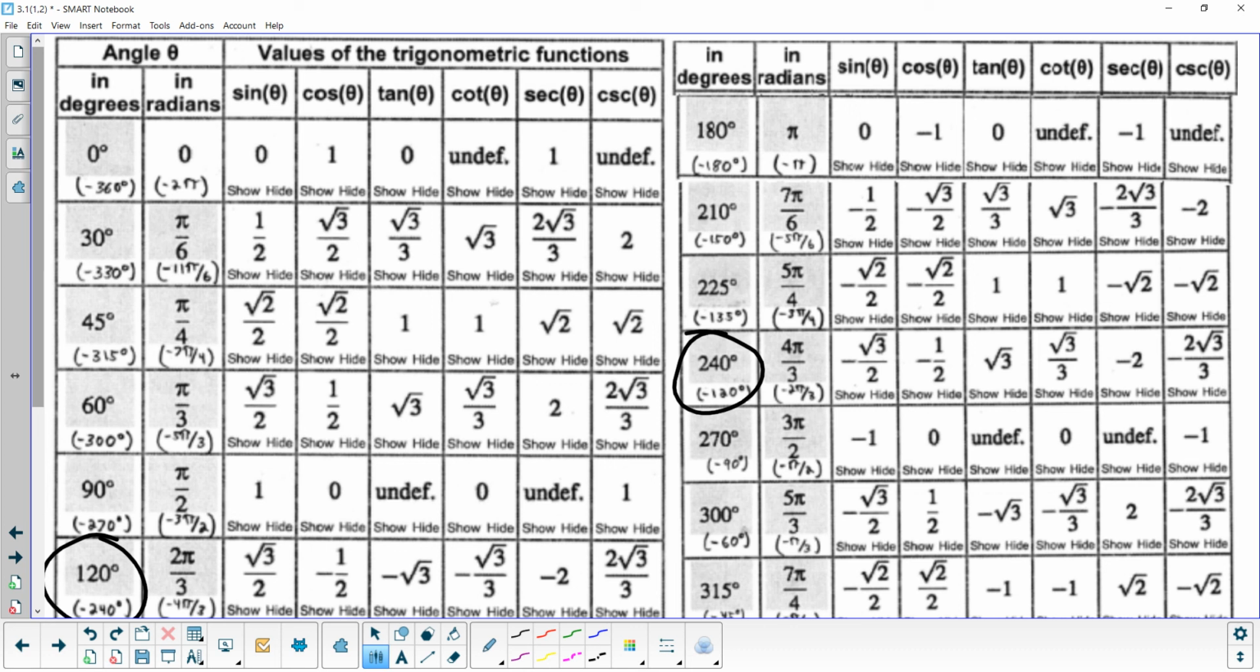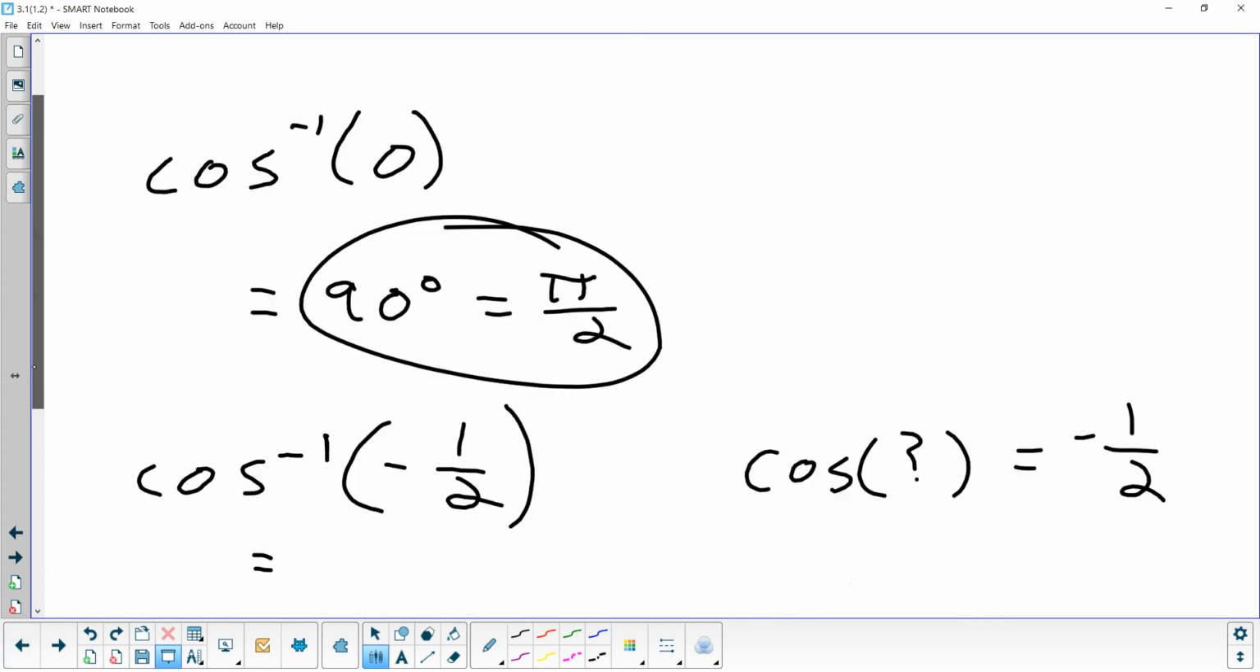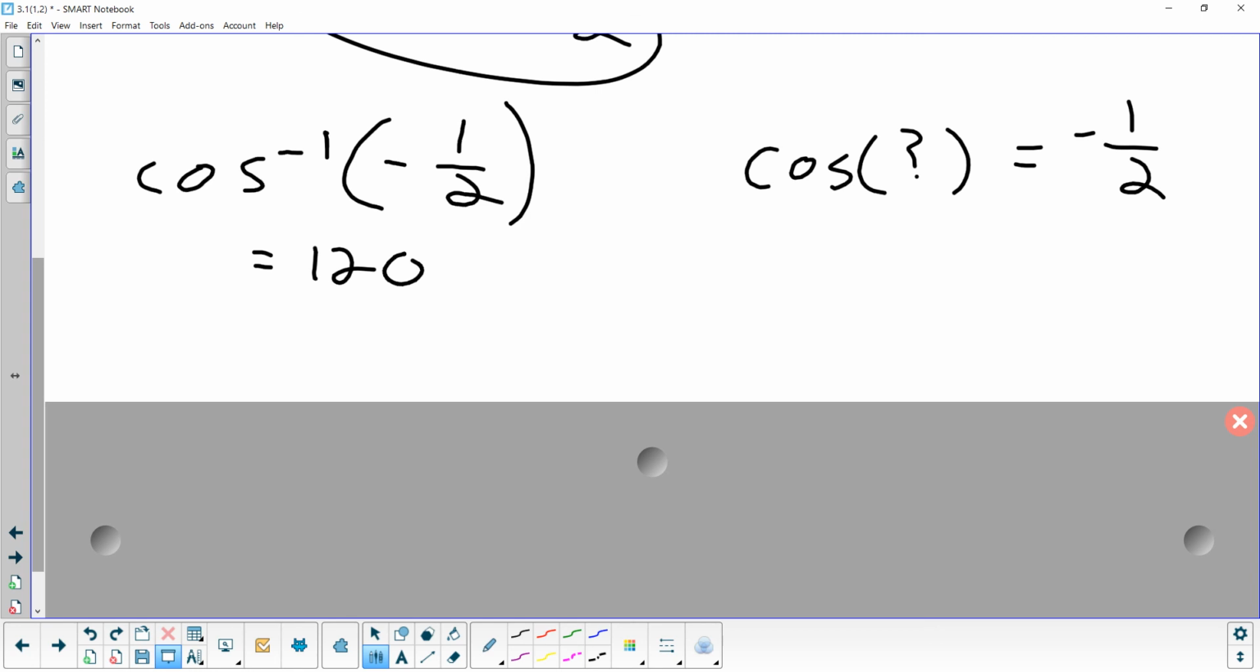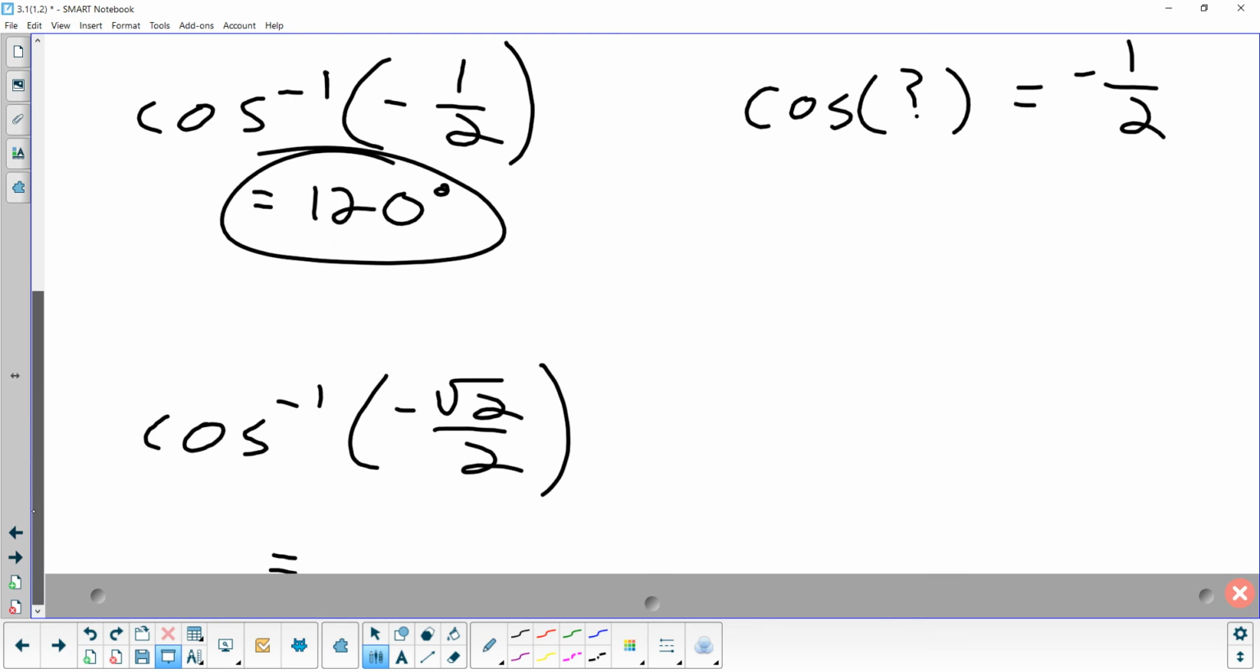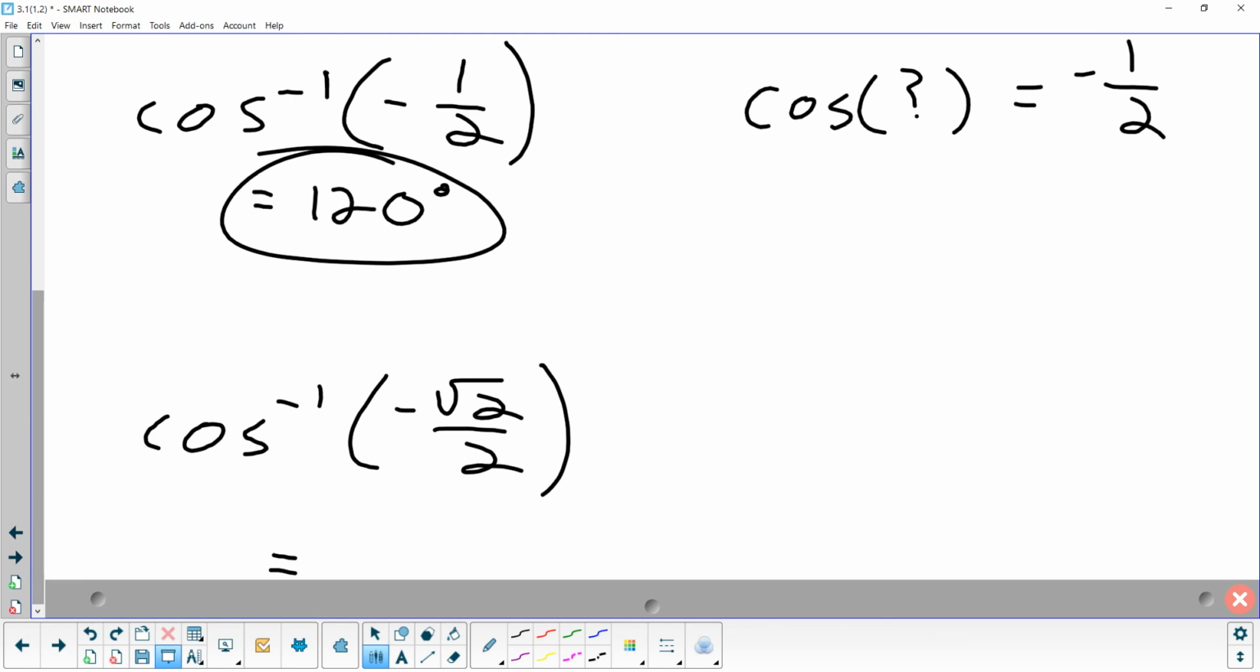240? No. Negative 120? No. It's not between 0 and 180. All right, so 120, that's the one we're looking for. And last one for inverse cosine is negative root 2 over 2. Inverse cosine of negative root 2 over 2. That's how you read that.